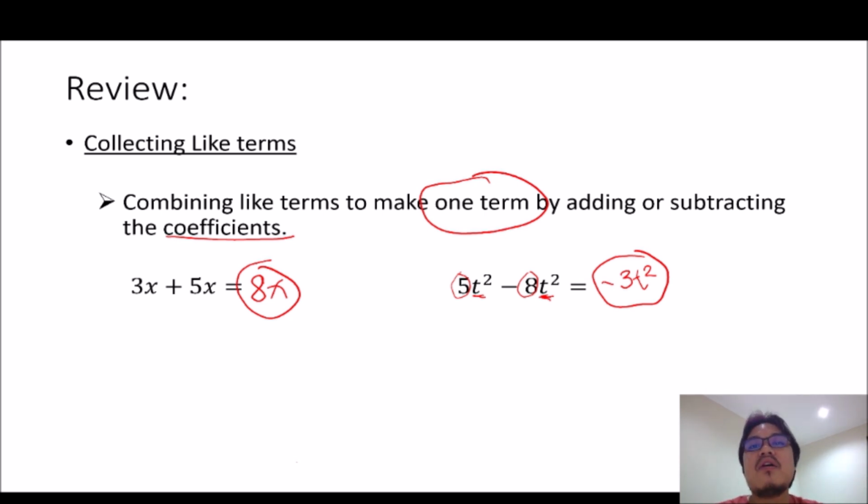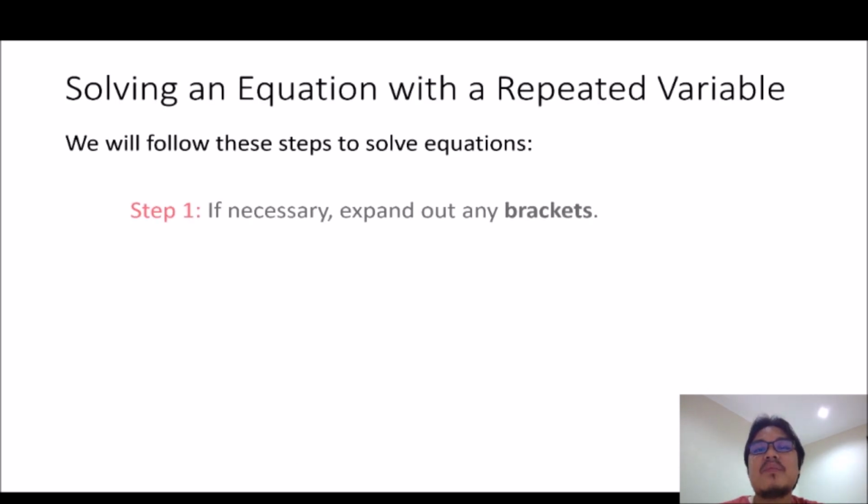So the skill of collecting like terms will be very helpful later on when we talk about equations with a repeated variable. Okay? So in solving an equation with a repeated variable, we're going to follow these steps. First, if necessary, expand out any brackets. If there are any brackets in your equation, what we will do is expand them out first. These brackets are also called parentheses or braces.